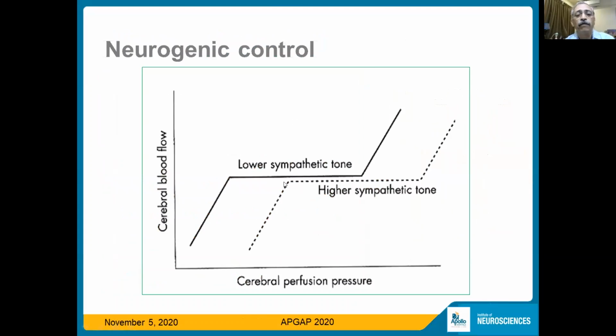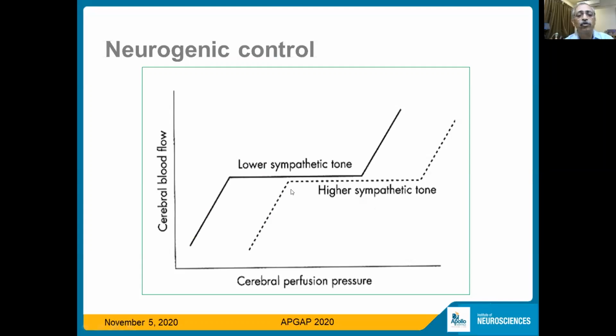However, in patients having a higher sympathetic tone, there is a shift of the autoregulatory curve to the right. This we see in hypertensive patients. They have a higher sympathetic tone. And the importance of this is that hypertensive patients tolerate hypotension poorly compared to normal pressure patients. Now, this is because of the shift to the right.